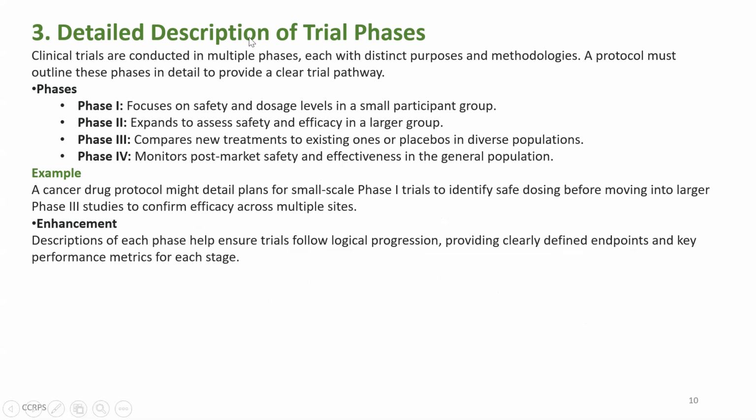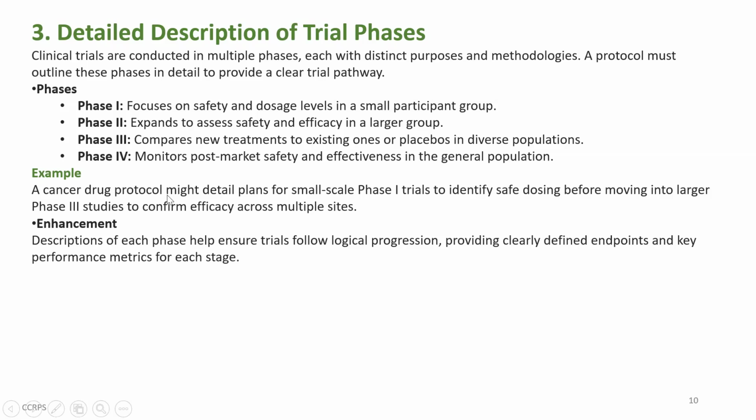Another key point: detailed description of trial phases. Clinical trials are conducted in multiple phases, Phase 1, 2, 3, 4, each with distinct purposes and methodologies. A protocol must outline these phases in detail to provide a clear trial pathway. Phase 1 focuses on safety and dosage levels in a small participant group. Phase 2 expands to assess safety and efficacy in a larger group. Phase 3 compares the new treatments to existing ones or placebos in diverse populations. Phase 4 monitors post-market safety and effectiveness in the general population.